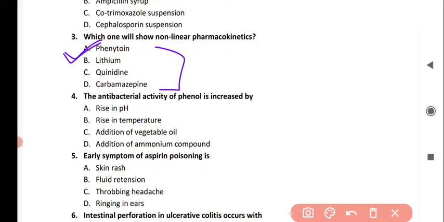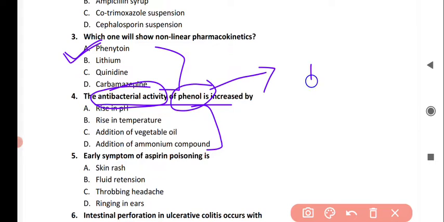The next question is, the antibacterial activity of phenol is increased by. We have to tell by which factor the antibacterial activity of phenol will be increased. When we see a rise in temperature of phenol, the antibacterial activity of the phenol will be increased. So option D is correct for this question.